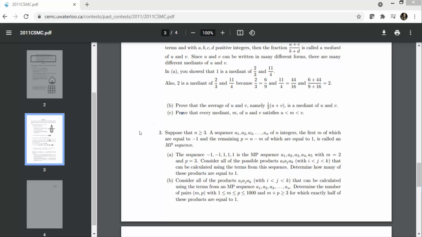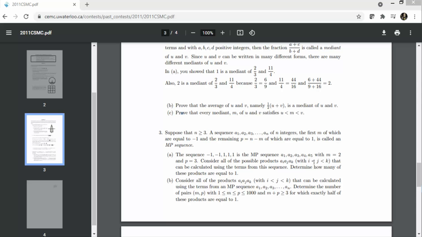Yeah, today we try to do this question. This question is called MP squared. In the beginning, the first m entries are always -1, and the remaining are always equal to 1. Then it asks how many results, how many products of 3 numbers added together should be equal to 1.